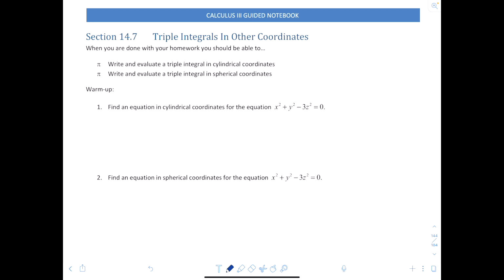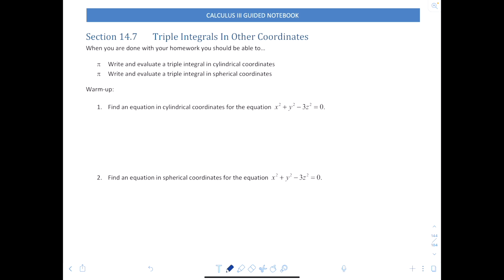So for number one, we're going to find an equation in cylindrical coordinates for the equation x squared plus y squared minus 3 times z squared equals 0. So if you feel confident, go ahead and pause the movie, warm it on up. Otherwise, you can work it with me. Ready? On your mark, get set, go! I know you can do it.